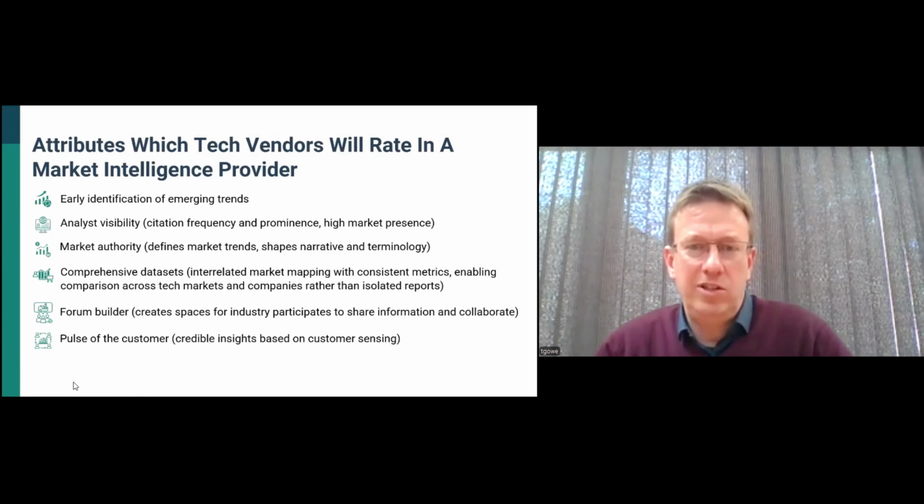So that was just as a form of summary, just some of the things I would be thinking about if I was looking to select a market intelligence provider, particularly one that provided some insight into some value for marketing folk within technology vendors.